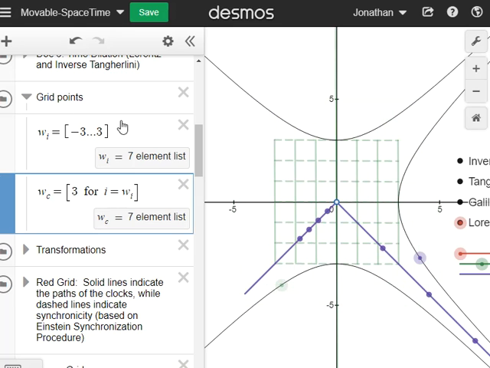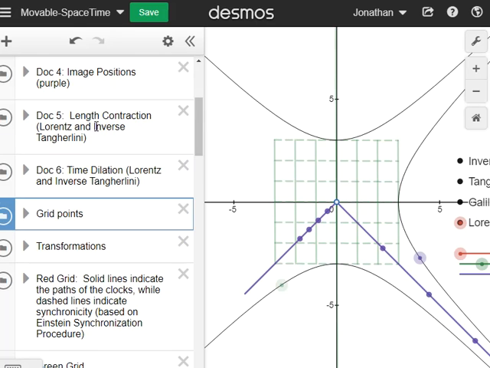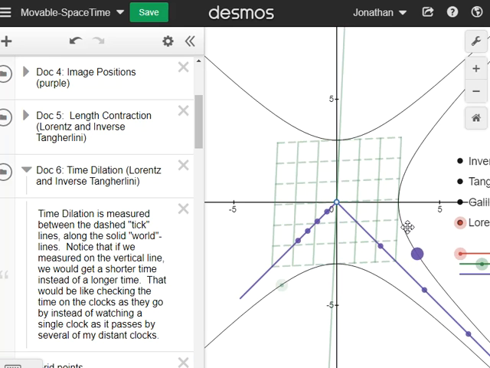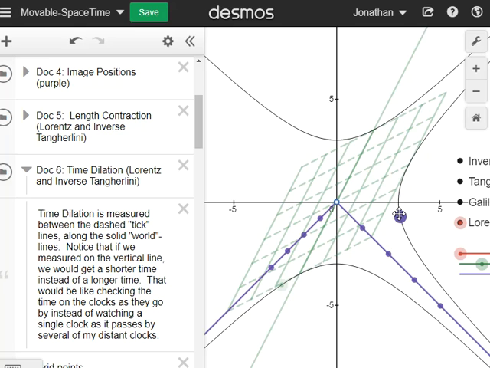Now I'll put those numbers back the way they were, so it just occupies the space between -3 and 3, and move on to Doc 5, length contraction. Okay, so this length contraction, I'm going to show it in both the Lorentz case and the inverse Tangerlini case. And time dilation is measured. Let's see. Let's move this. So we'll show what the green looks like.